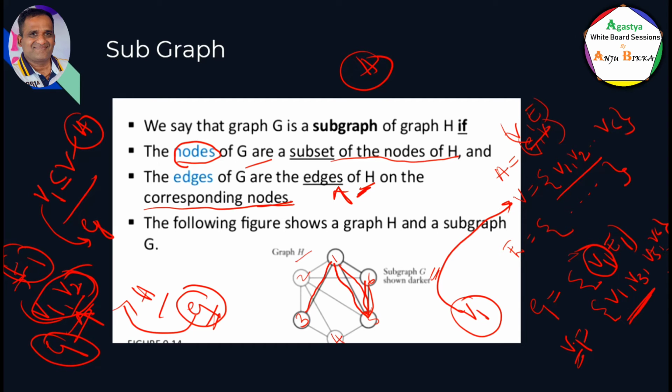That is very important. The nodes need to be a subset. The edges of G are nothing but the edges of H on the corresponding nodes. Then only can we say the graph G is a subgraph of graph H. So the whole graph is graph H, which is indicated in these solid lines. This way and this way is graph G. So then we say it is a subgraph.